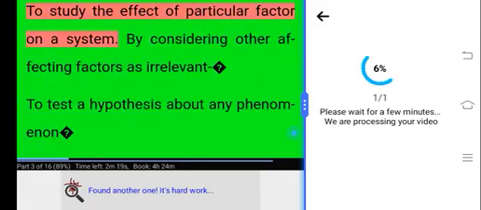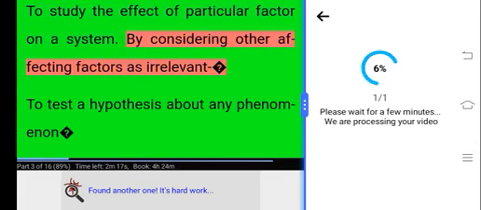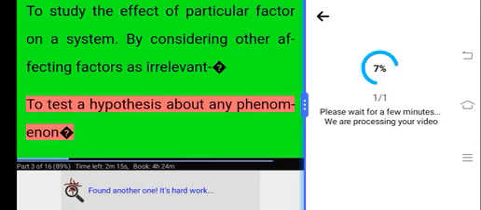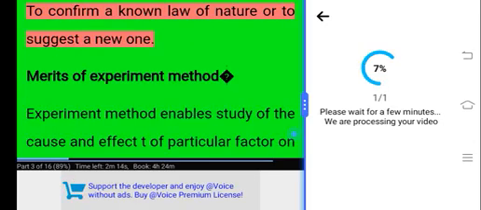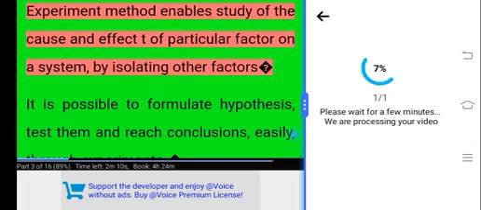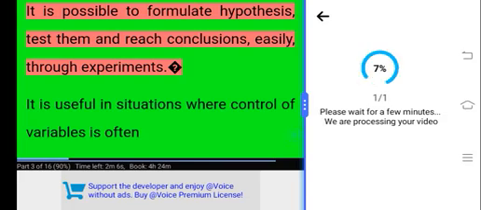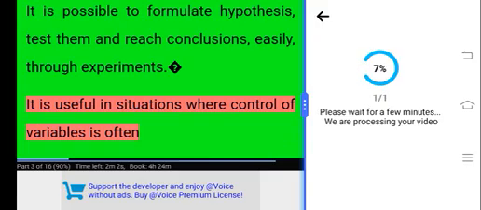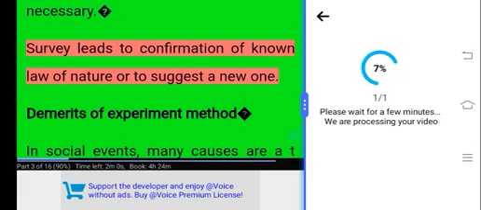Aims of experiments. To study the effect of a particular factor on a system, by considering other affecting factors as irrelevant. To test a hypothesis about any phenomenon. To confirm a known law of nature or to suggest a new one. Merits of experiment method. Experiment method enables study of the cause and effect of a particular factor on a system by isolating other factors. It is possible to formulate hypotheses, test them and reach conclusions easily through experiments. It is useful in situations where control of variables is often necessary. Survey leads to confirmation of known law of nature or to suggest a new one.